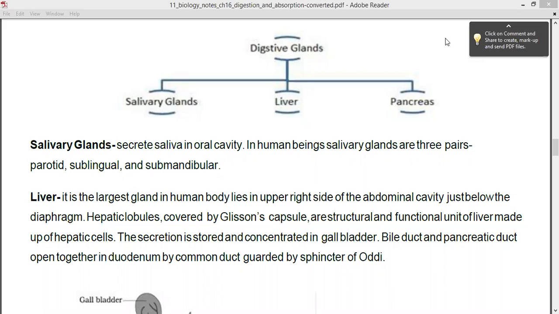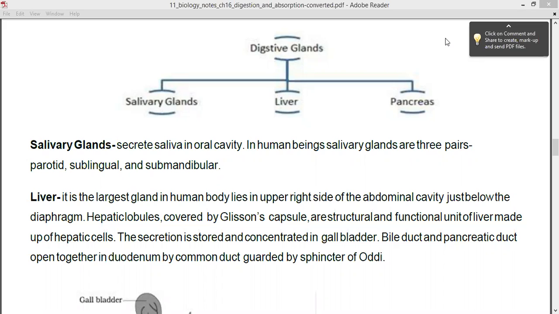Today we are going to see 11th science biology and we are going to resume chapter 16, that is digestion and absorption. We have already covered the introductory part, and today we are going to see about the different digestive glands which are involved in the digestive system.